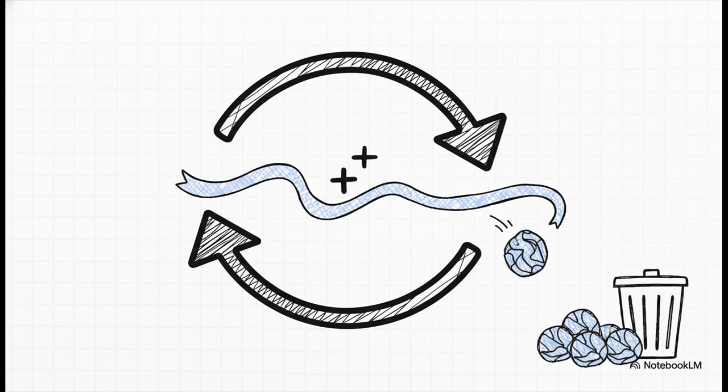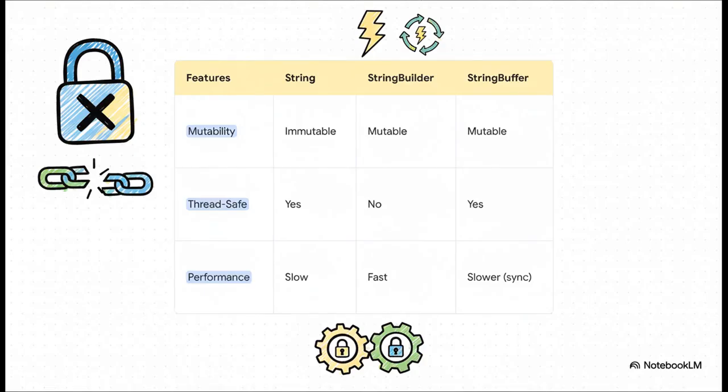That's 1,000 temporary objects you're creating just for the garbage collector to have to clean up later. It is super wasteful. So what's the right way to do it? Well, you use StringBuilder or StringBuffer. This table breaks it down perfectly.